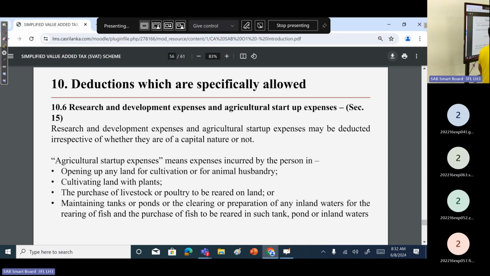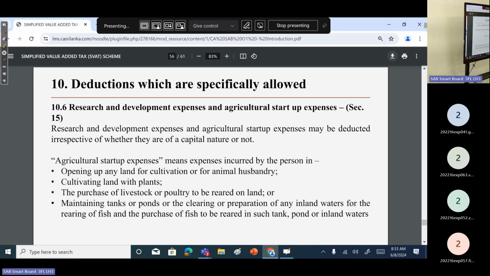So what is agricultural startup expense as per the law? It means expenses incurred by the person in opening up any land for cultivation or for animal husbandry. That means preparing the land for cultivation or animal husbandry, we can deduct. You know that we have to clear the land, and sometimes we have to set up a fence or a drainage system.